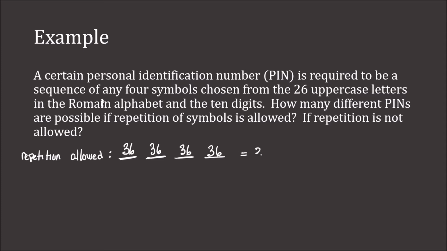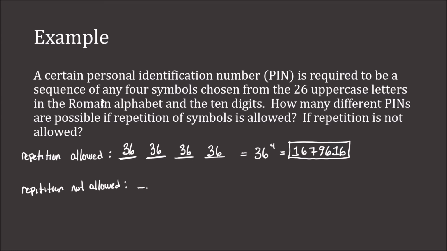So total would be 36 to the 4th power, and this is 1,679,616. So with repetition allowed, there's a total of 1,679,616 unique PIN numbers possible. Now, what if repetition is not allowed?